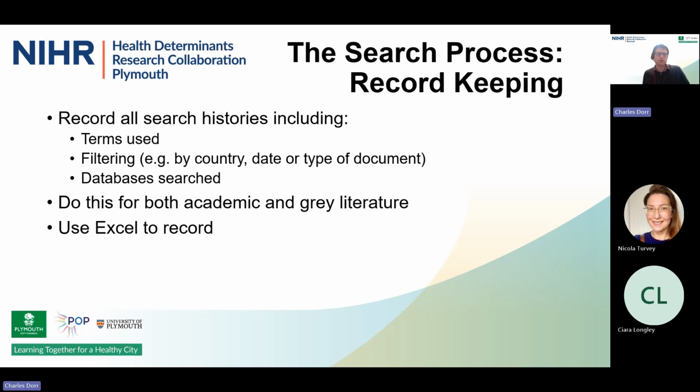Another key point to mention as well is around record keeping. When you search for literature, it's important to keep a record of all the terms you've used, all the databases searched, and any filtering you've done, so by country, by date. You may have only filtered for studies after, for example, the year 2000 or 2010, or even later. It's good to keep a record of all of that. That's part of what makes a review more systematic, more structured, and more robust. And it's good to do this for both academic and grey literature, and you can just use Excel to record.